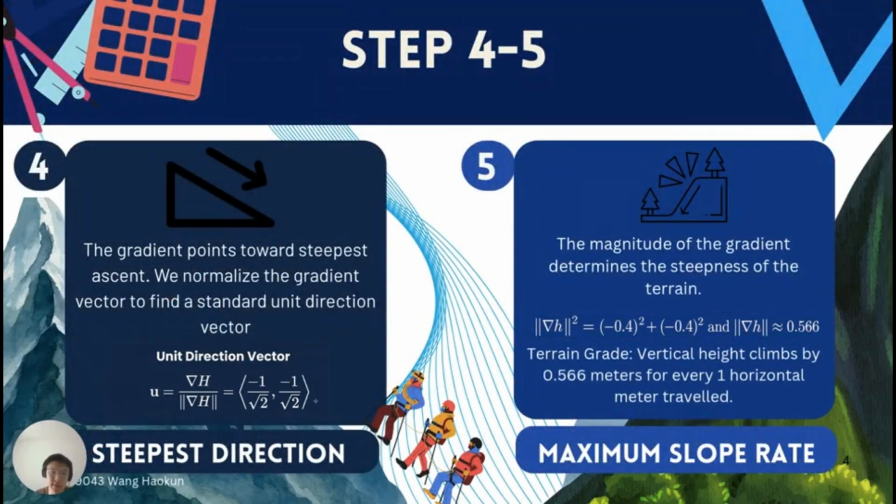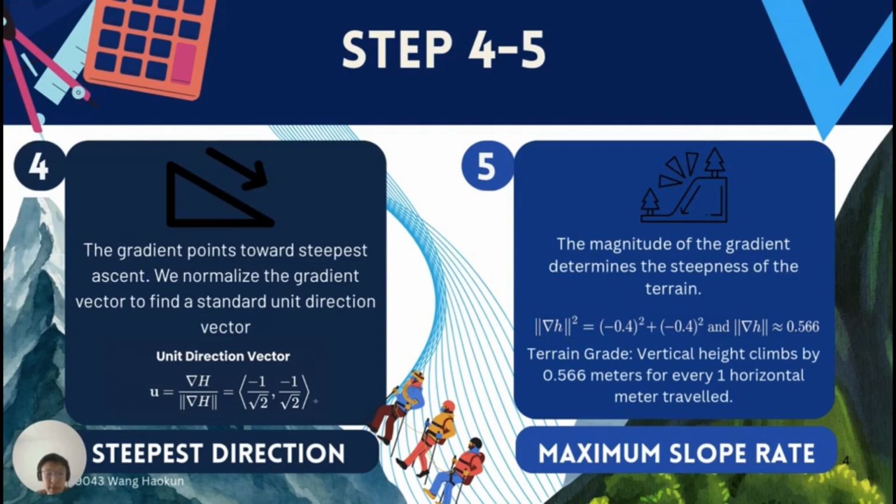So here are the two final steps. Step 4 is the steepest path direction. We normalize our vector to make it a standard unit vector. So the result is minus 1 divided by square root of 2, which is nearly equal to minus 0.707. As a navigational action, this tells the hiker to walk directly southwest to climb the mountain the fastest way.